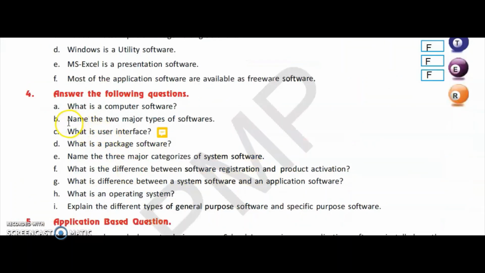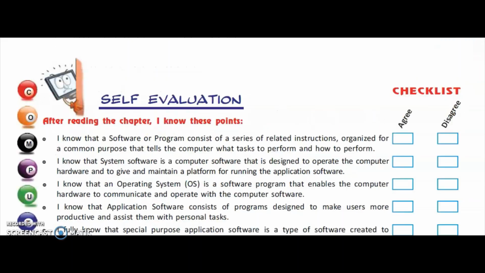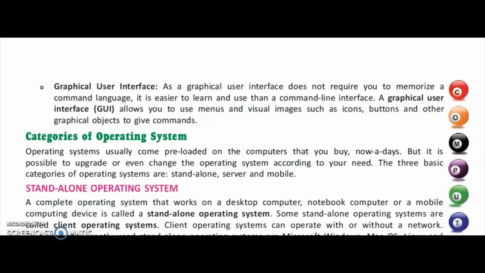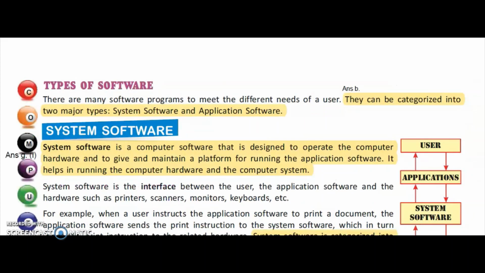Now this next question is, B part is, name the two major types of softwares. Go to page number 4. And here on the first line of page number 4, the answer is given. Softwares can be categorized into two major types, system software and application software. I have highlighted the part you have to write.